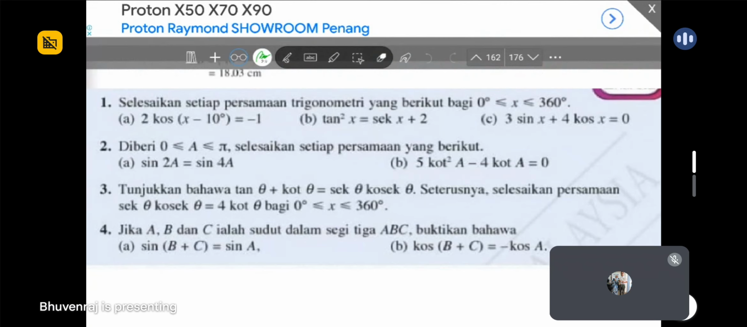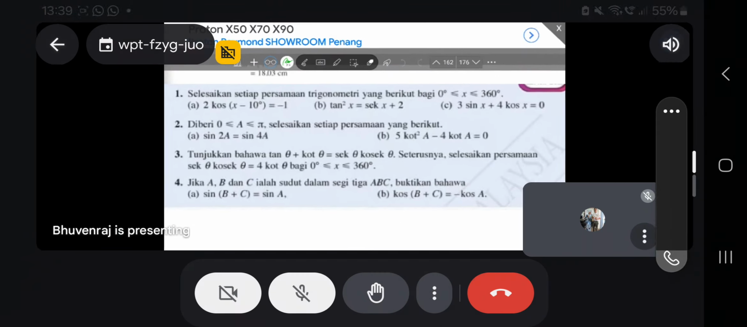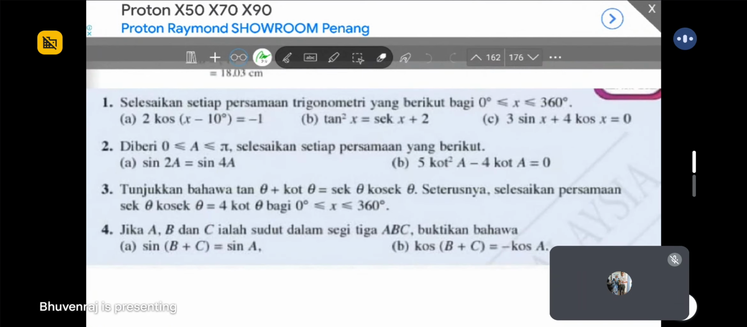Guys, so welcome back. Today we are going to do the revision for SPM, the Trigo chapter, Form 5 Bab 6, which is on trigonometry. All right, let us start.